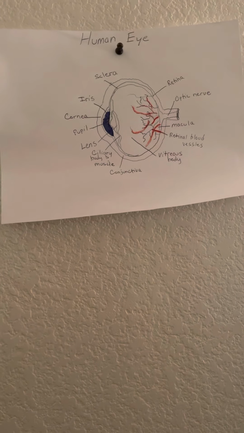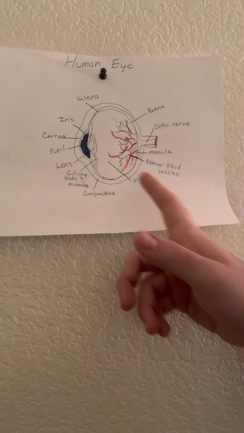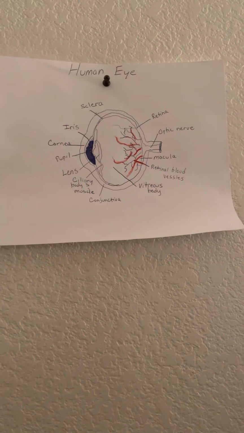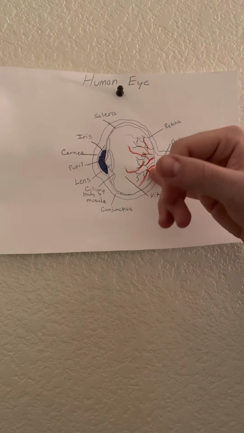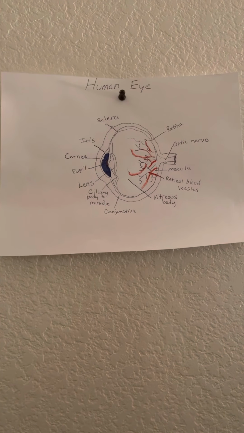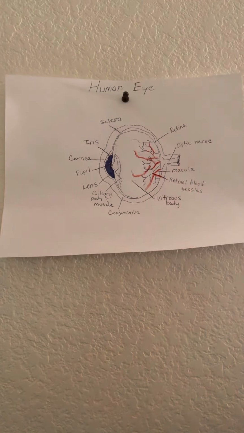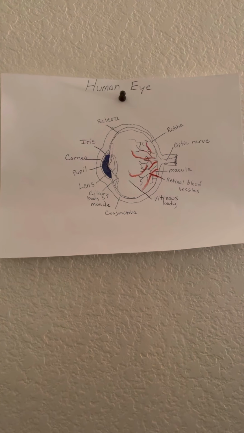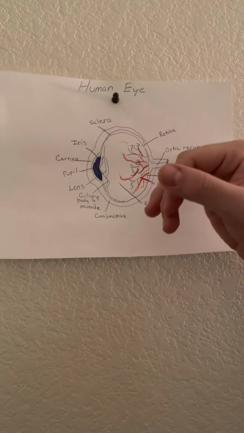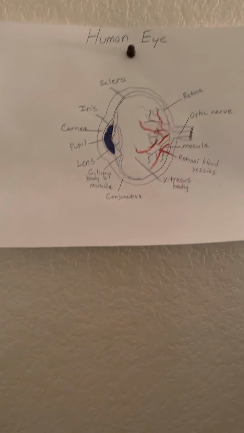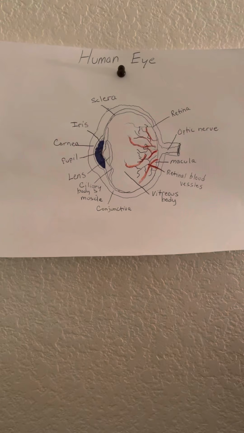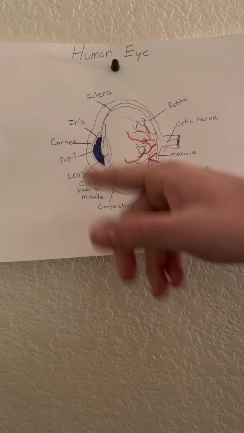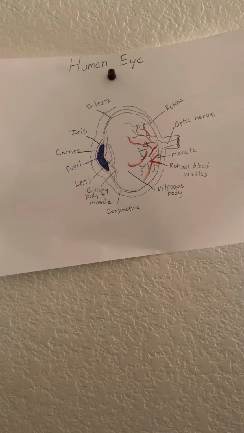The vitreous body fills the posterior cavity of the eye with a gel-like substance, which is here. The retinal blood vessels help provide the eye with blood supply and oxygenated blood. The macula functions in the central visual field. The optic nerve functions as the visual pathway to the brain. And the retina receives light from these structures here, which regulate the amount of light that the retina gets.